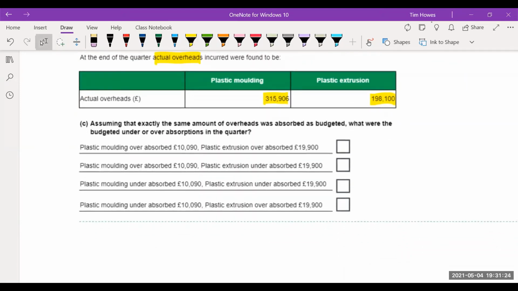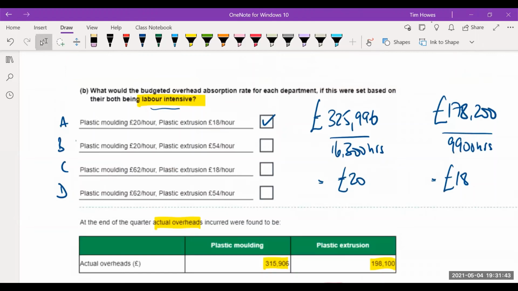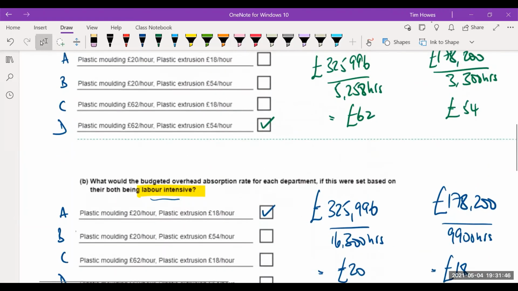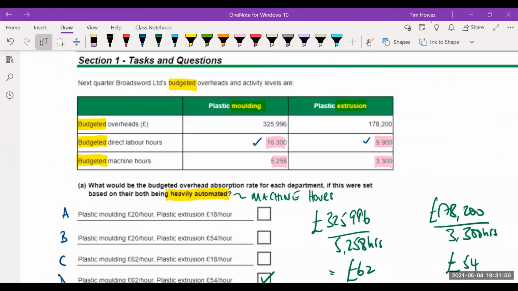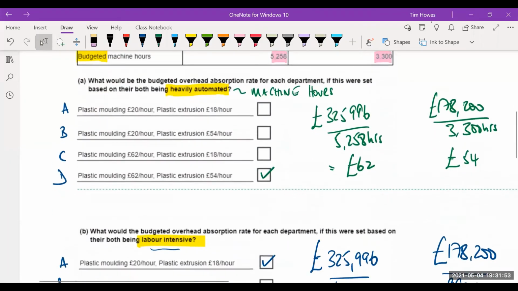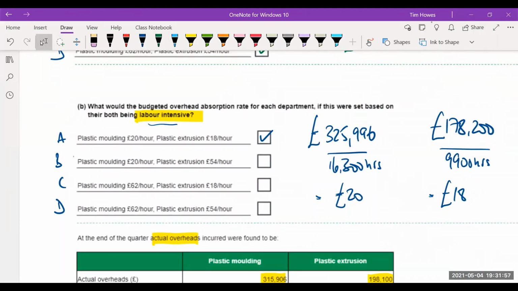Now, this is slightly peculiar, because it says, assuming that exactly the same amount of overhead was absorbed as budgeted, i.e., when you applied the actual hours, and we don't know which way round it is because they're not telling us, but when you looked at the actual hours and you applied it to the 62 or the 54, the 20 or the 18, again, they're not being precise.